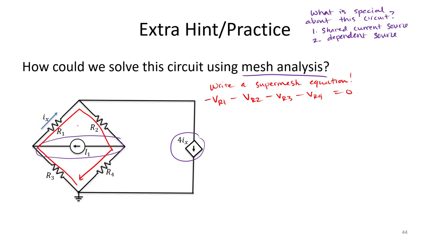Notice we can also define some mesh currents. So here, I don't know which way everything is flowing, but I do have this current source, so I'm going to assume my currents are flowing something like this. Again, I have no idea, but I'm just going to assume my mesh currents I1, I2, and I3.